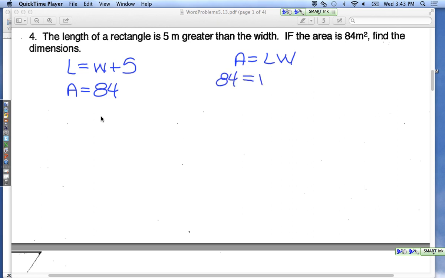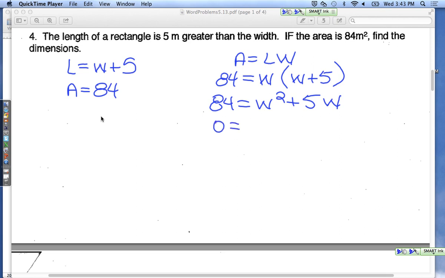I will let W remain in my problem to represent the width, and then the length I'll substitute in W plus 5. So you take the words, you turn them into the equation using the formula for the area of a rectangle, and now you have to distribute the W and set this equal to 0. So we'll do it in pieces. Subtracting 84 from both sides, setting this equal to 0. And now I need to factor this.